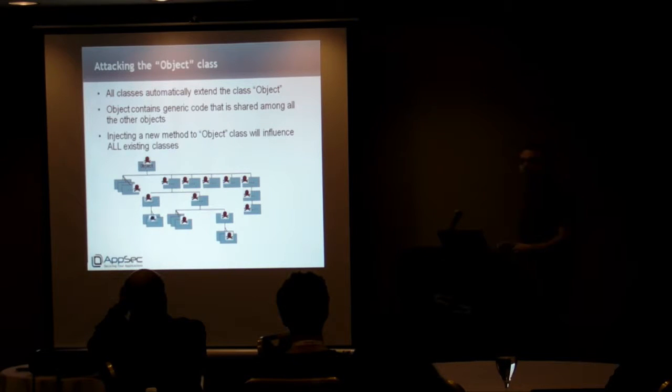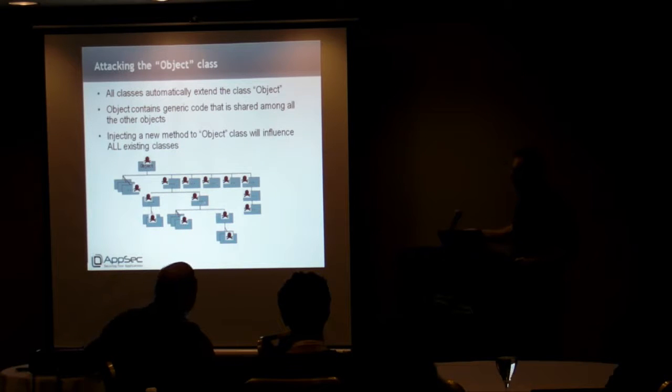This is kind of interesting because it allows me to decide where I want to inject. For example, if I want to inject just into one branch, just into this area, I will inject into this class and everything inherits it automatically.